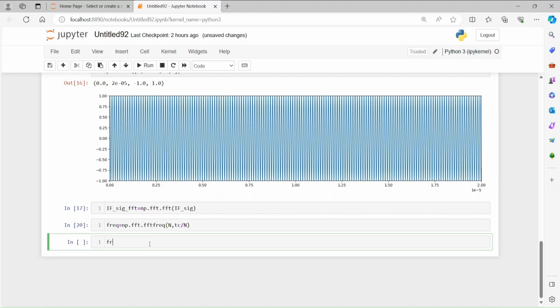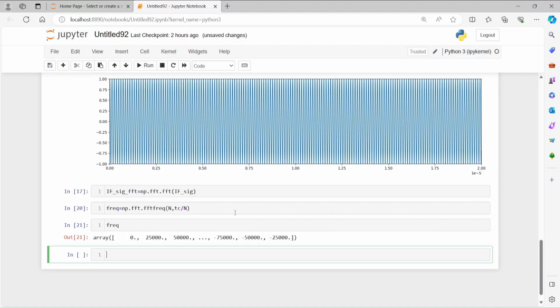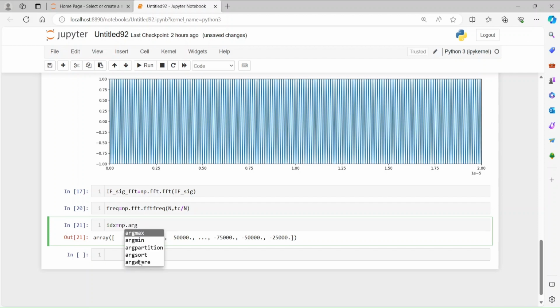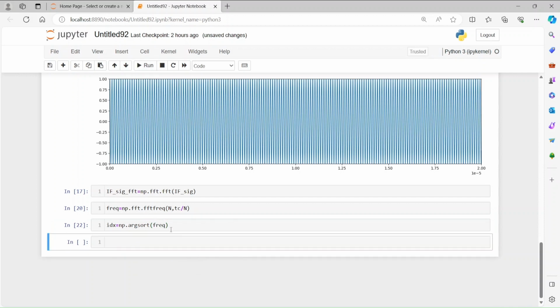So I have the frequency. One thing I would like to show is the order. It starts at 0 but ends at minus 25,000. So I have to sort out the arguments here, because it should be minus 25,000, then 0, and then 25,000. To do that, let's say idx is np.argsort of this freq. If I run that, our new freq will be nothing but the sorted arguments.